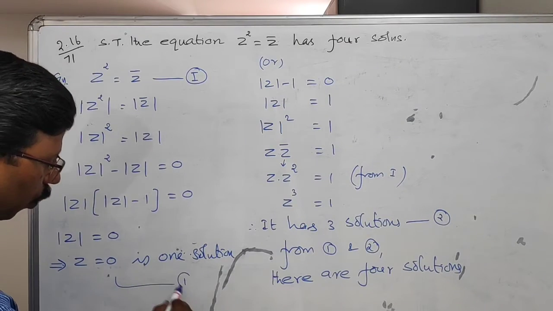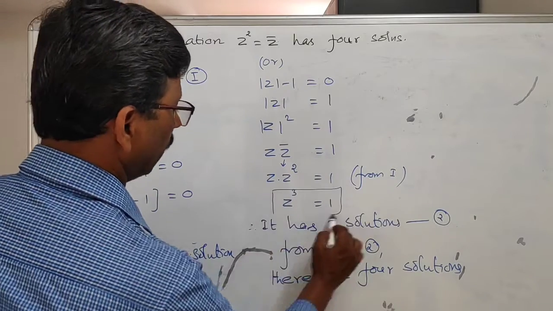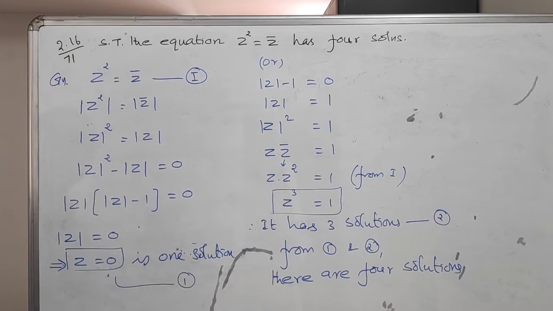Have it as equation number 1. Now this is my z cubed equal to 1. It has 3 solutions. Totally we have 4 solutions. Like that you can prove.